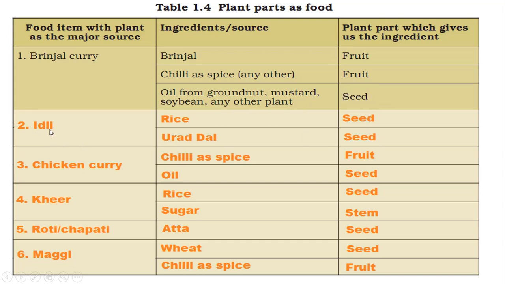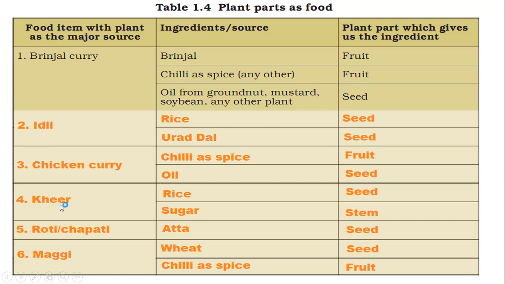If I consider the case of the idli, we require rice and urad dal. Rice is a seed and urad dal is also seed. In case of chicken curry, we use chilies and oil. Chili is the fruit part and oil we may get from groundnut, mustard, soya bean. So this is the seed, we get the oil from the seed.